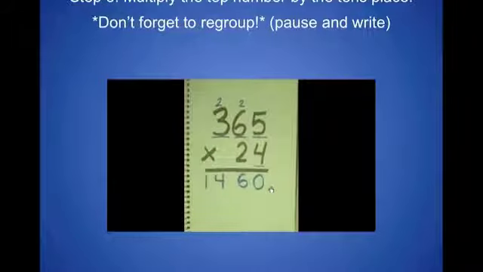Step 3 is to multiply the top number by the tens place. Again, don't forget to regroup. Pause and write. The third step is to multiply the larger number by the tens place, so 365 by the 2 that's in the tens place, which represents a 20.